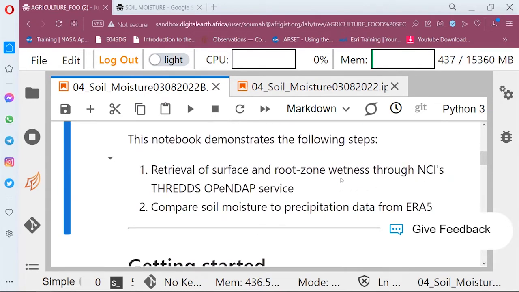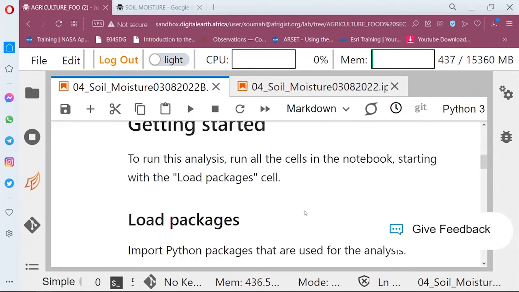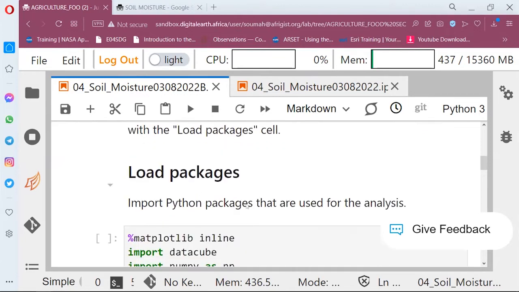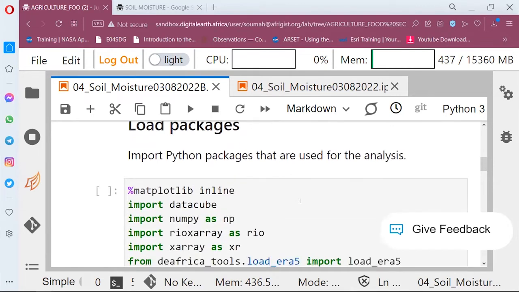For this notebook, we will demonstrate the following steps: the retrieval of surface and root zone wetness through the NCI THREDDS Open Data Service, and compare the soil moisture to precipitation data from ERA5. To start the analysis, we are going to run the cell in the notebook by loading the packages. In loading the packages, we will import the Python packages that will be useful for the analysis.